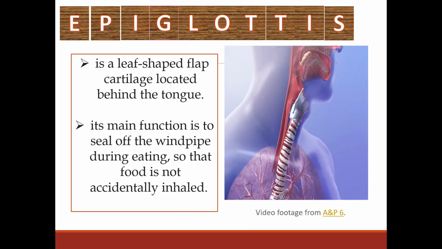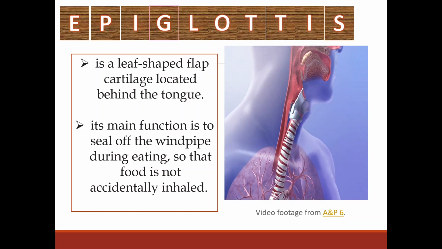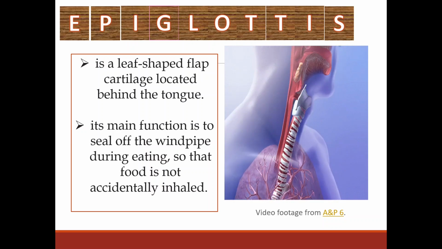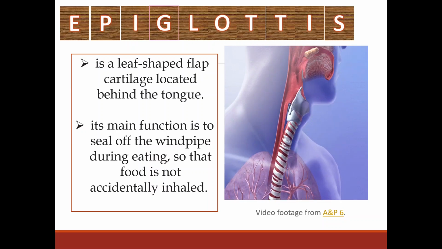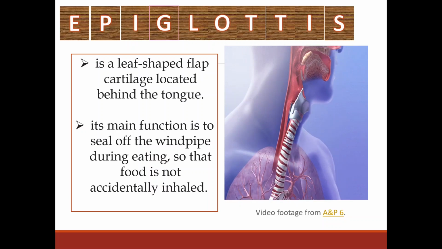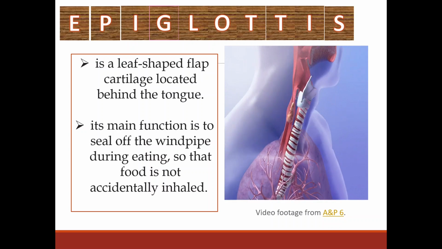Next to the pharynx we have the epiglottis. The epiglottis is a leaf-shaped flap of cartilage located behind the tongue. Its main function is to seal off the windpipe during eating so that food is not accidentally inhaled. So the function of the epiglottis here is to guide the food to enter into our esophagus so that it does not go to the trachea, which is the passageway of air.